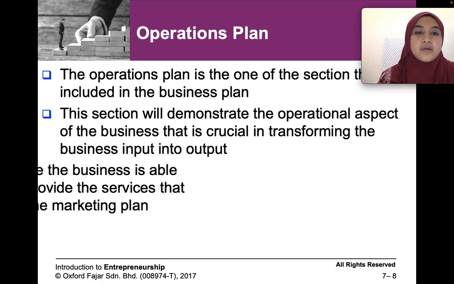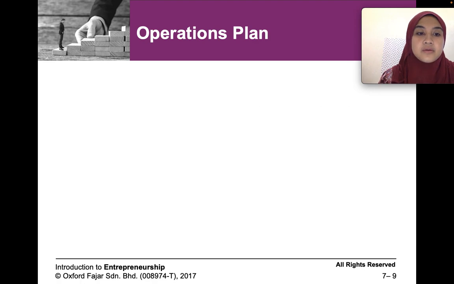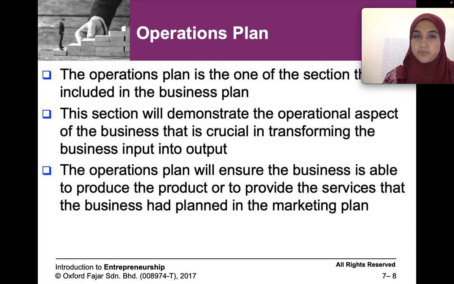So these are some overview of the operation plan in your business plan.